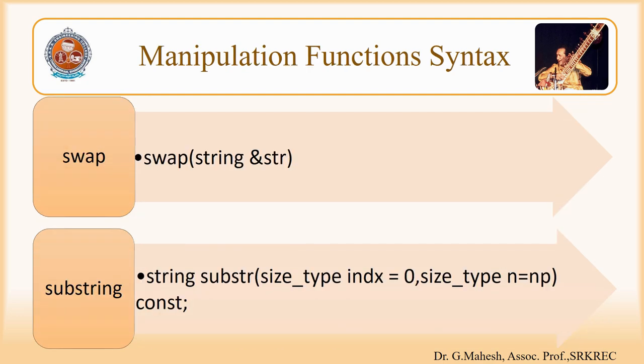Now let us see some more manipulation functions. An important function is the swap function, which can be used for replacing a string with another string str. Another important function is the substr function for making a substring out of a string. The substring's starting position or index is 0 initially, that is, if you don't give an index it will take 0, otherwise it will take the first parameter, and then the length of the substring is n.